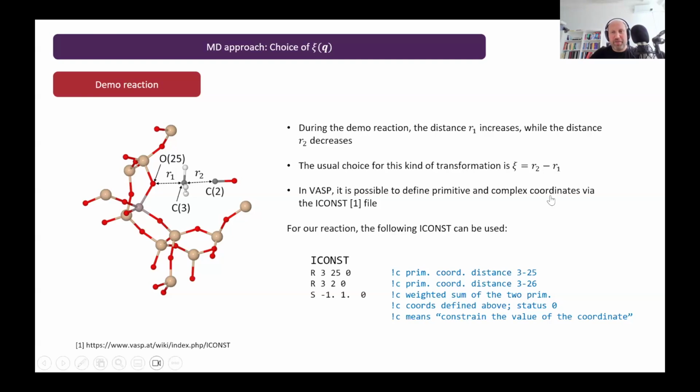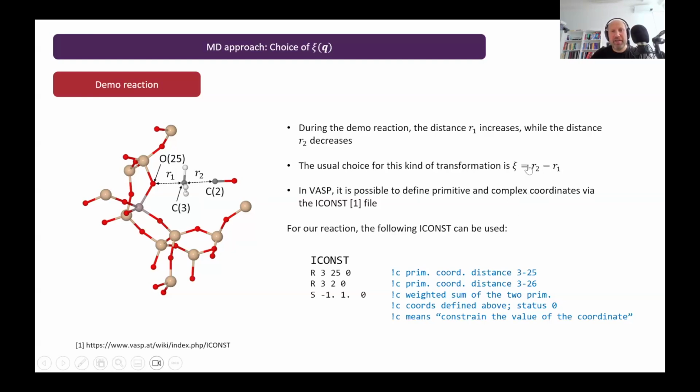Now we need to define this coordinate. We need to define the input file called iconst. In VASP, we can define two classes of coordinates. One class are so-called primitive coordinates, which explicitly depend on atomic positions. The other class are complex coordinates, which explicitly depend on primitive coordinates.